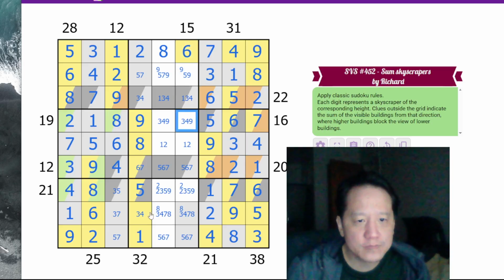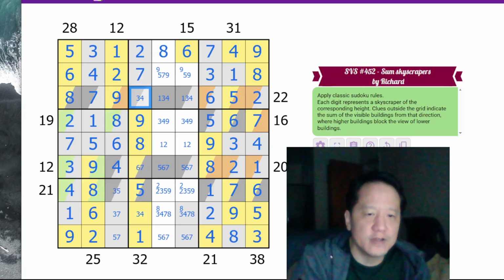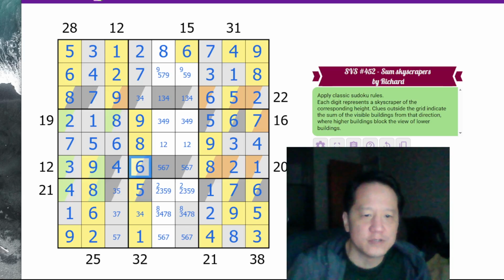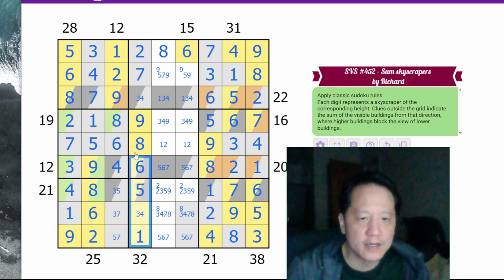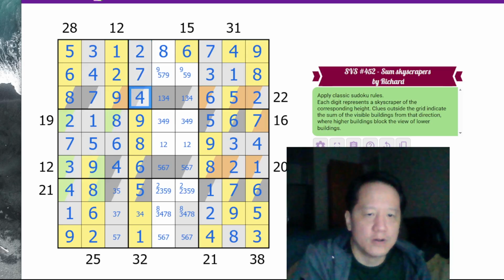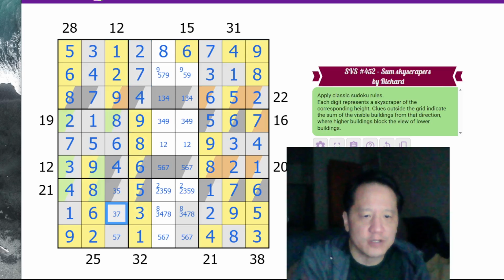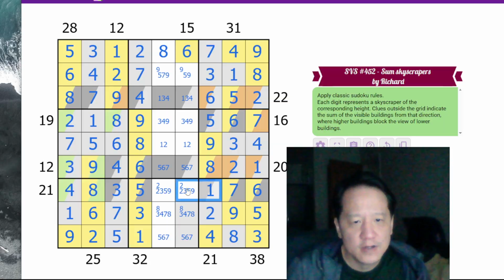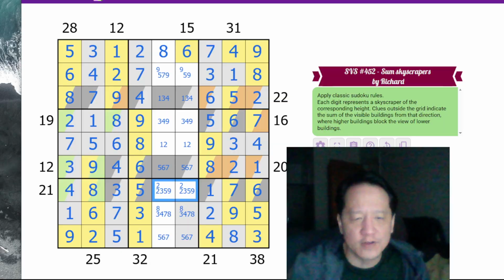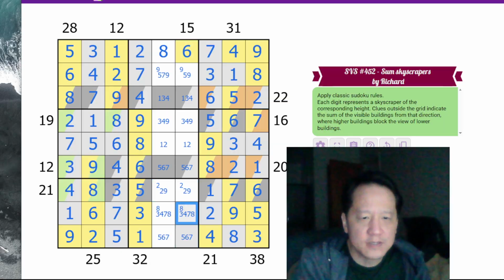5 eliminates 5 here, so this is 7. This can't be 7, that's 6. So it sees, again, to add up, this must add up to 13. So it's 2, 7, and 4 here, which makes this 3. 3 eliminates 3 here, so it's 7. 5 eliminates 5 here, so it's 3. 7 eliminates 7 here, so it's 5. So this cannot be 3 or 5 here. This can't be 3 or 7 here, and this can't be 5 here.